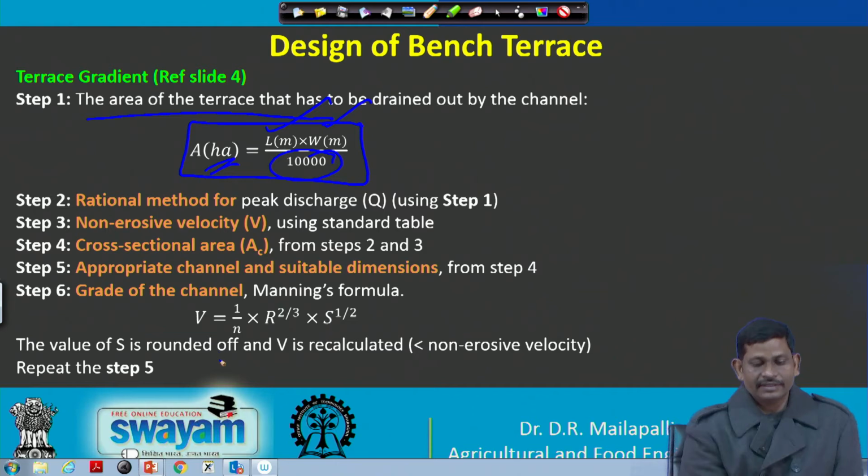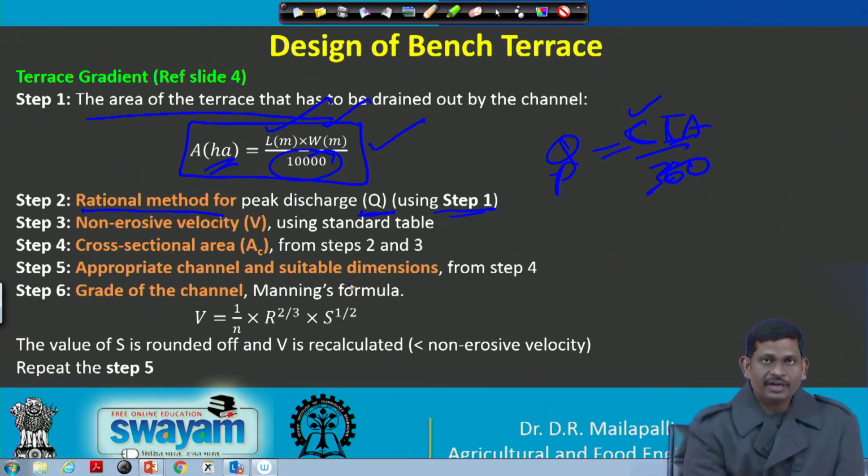So, that is the area in hectares, and then you are going to use the rational method to find Q, because using step number 1, knowing the area, Q is equal to CIA by 360. CIA, I think we already explained in the previous lectures. So, substituting the values you get the Q value. That is Qp, the peak value, the peak runoff we can expect from the bench.